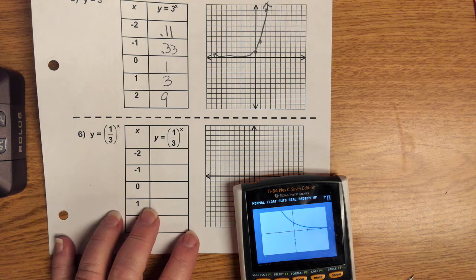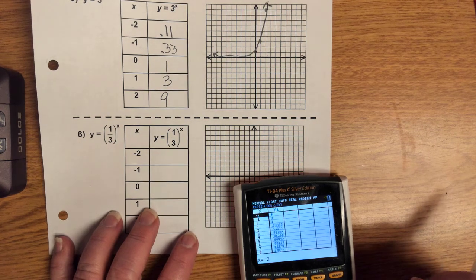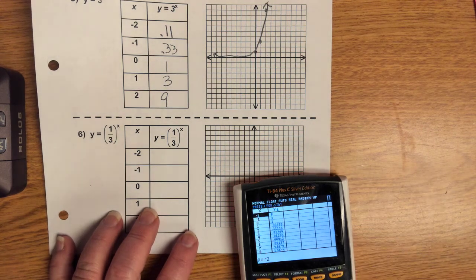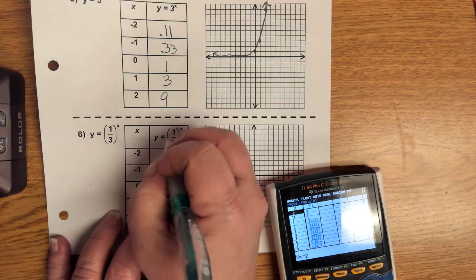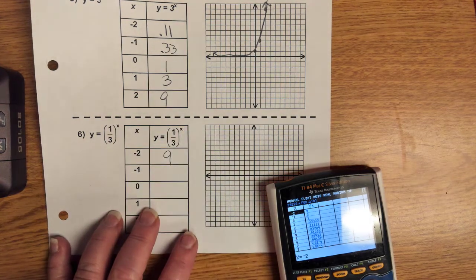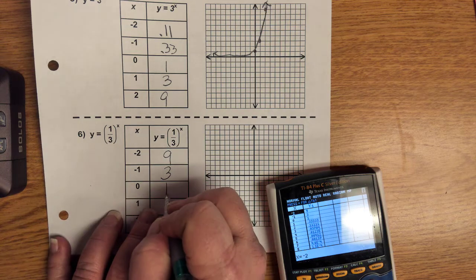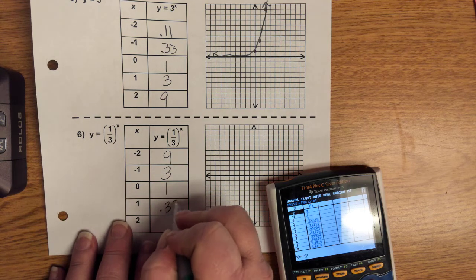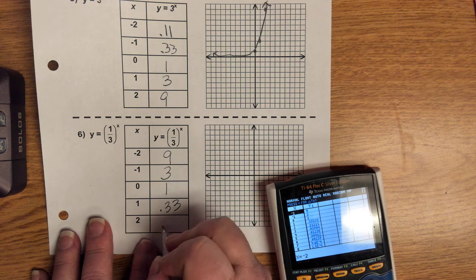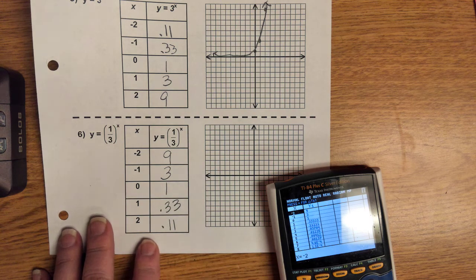Okay, I'm going to go to second and table. And I've got negative 2 is at what? 9. Okay, and negative 1 is at what? 3. And 0 is at? 1. And 1 is at? 1 third. And 2 is at? You see, it went backwards.